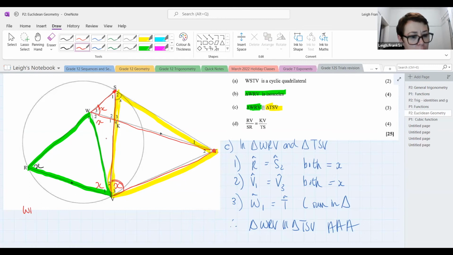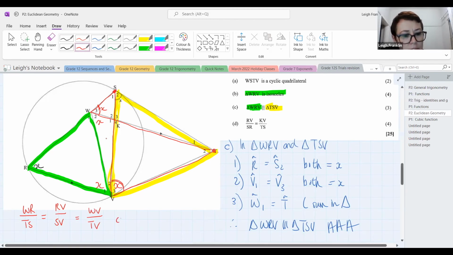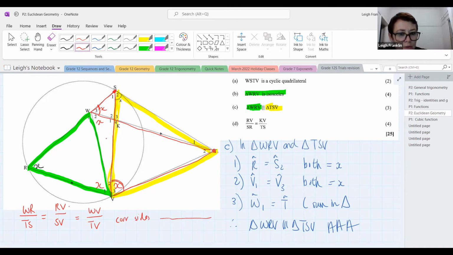So that means that WR over TS equals RV over SV equals WV over TV, because they are the corresponding sides that are in proportion. Now we want an RV, we want SR, which is not there, we want KV, which is not here, and we want TS, which is not here. So it looks as though we are working with this.